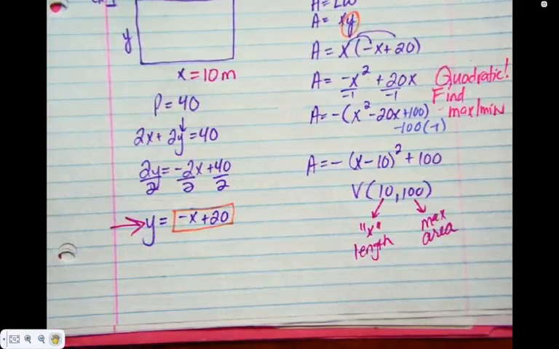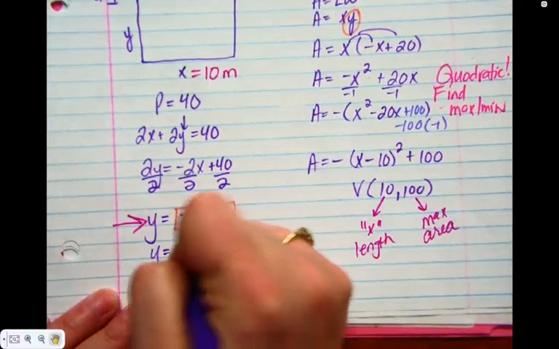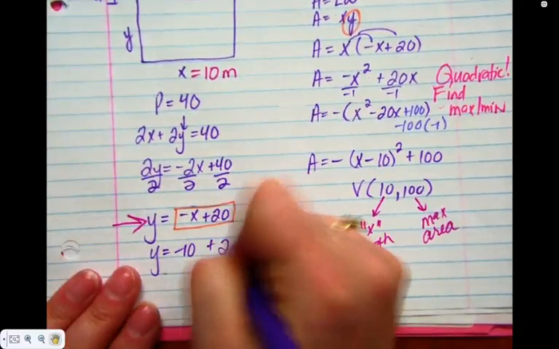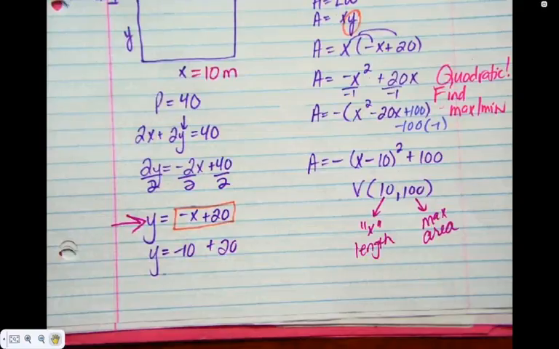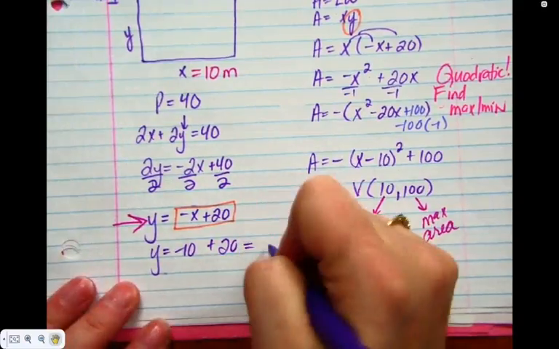I'm going to come right down to this last step right here. How is that going to help find me y? Because we know what x is. We just found out x is 10, so sub it in. And negative 10 plus 20 is 10.